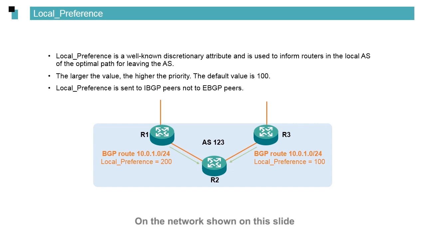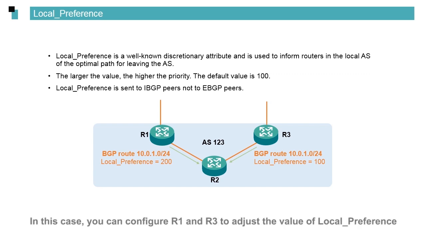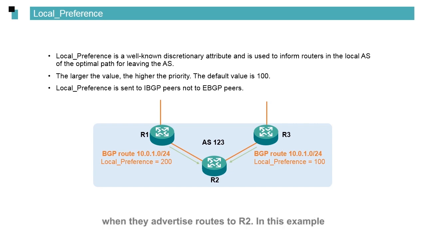On the network shown on this slide, traffic of R2 can leave the AS through R1 or R3. How does R2 determine the optimal path to leave the AS? In this case, you can configure R1 and R3 to adjust the value of local preference when they advertise routes to R2. In this example, R1 is configured to change the value to 200. Consequently, traffic of R2 leaves the AS through R1. Note that local preference is set to IBGP peers, not to eBGP peers.